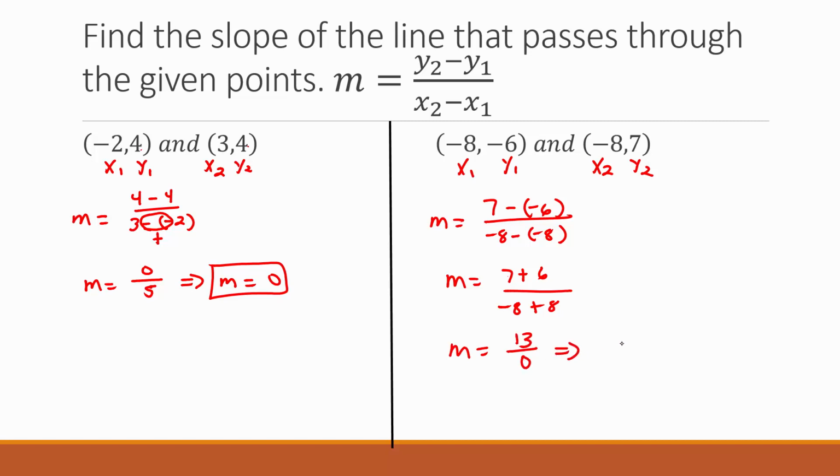And we know that anything divided by 0, except itself, is undefined. So the slope for this one is undefined. Again, this is one of those special slopes which I know goes with the graph of a vertical line. And if I just look at my x coordinates, I can determine the equation for that particular line. The equation for this line would be x equals negative 8. However, my slope is undefined.